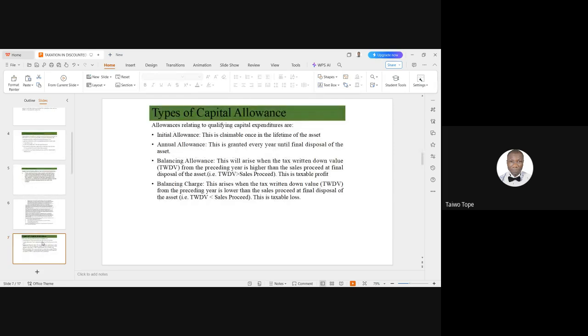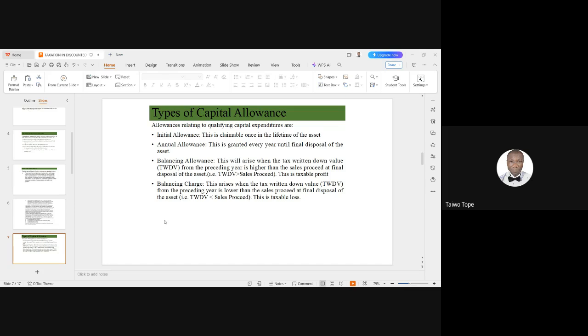We have types of capital allowance on qualifying capital expenditure. One, we have the initial allowance. This is claimable once in the lifetime of the asset. We have the annual allowance. This is granted every year until final disposal of the asset. And we have the balancing allowance. This will arise when the tax written down value of the asset is higher than the sales proceeds at final disposal.